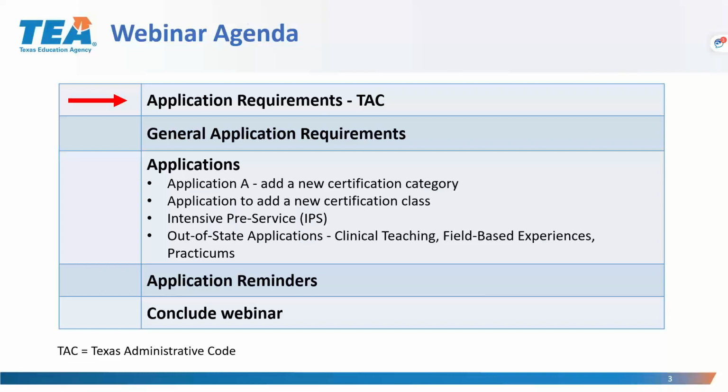Today, we will identify the application roles found in the Texas Administrative Code, identify the general application requirements, review the requirements for each application listed in the table, and provide application reminders. The applications we will review today are Application A, which is used to apply to add a new certification category. We will also look at the application used to add a new certification class, the intensive pre-service application, and 3 types of out-of-state applications: clinical teaching, field-based experiences, and practicums. Let's get started.